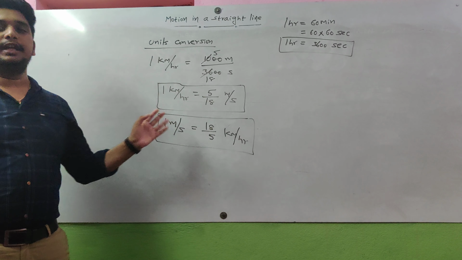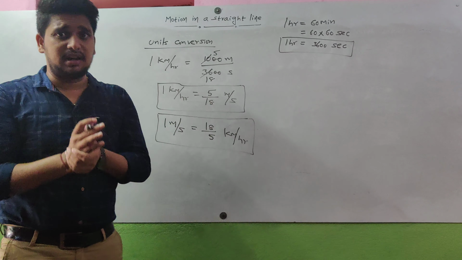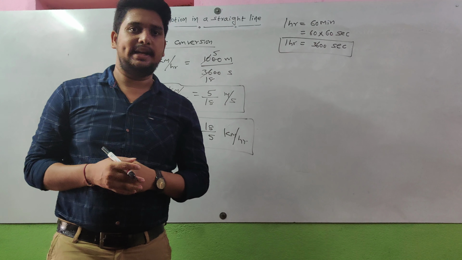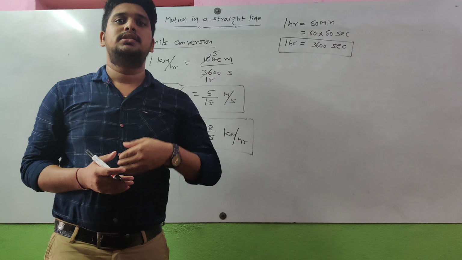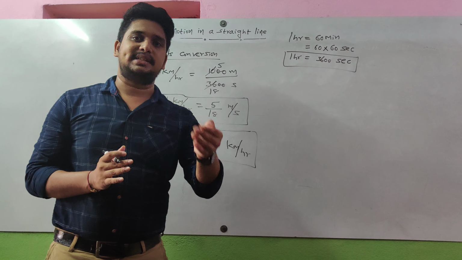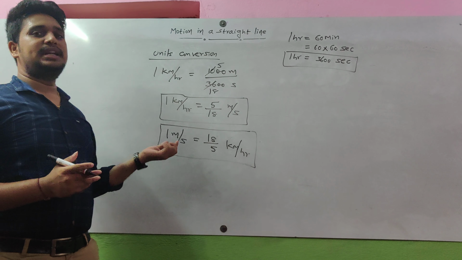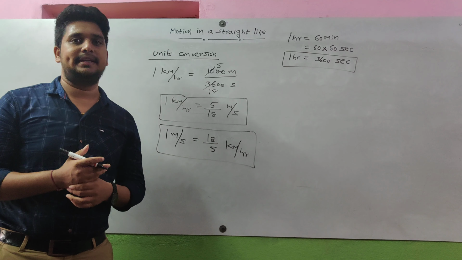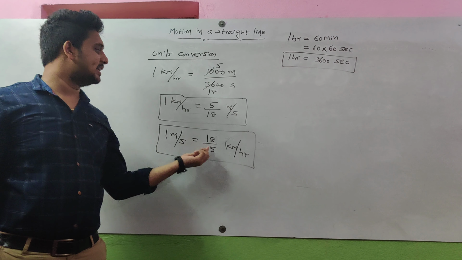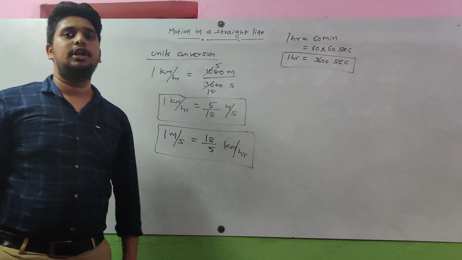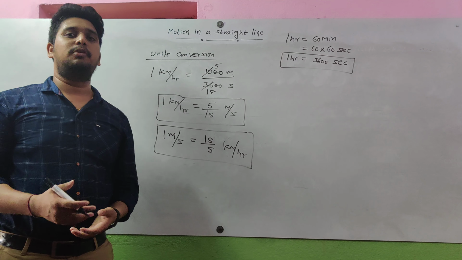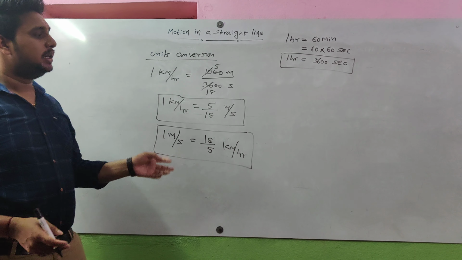This unit conversion is very important. Whenever the question gives data in kilometers per hour and the answer is needed in meter per second, first convert kilometers per hour into meter per second. And if the question gives data in meter per second, then we need to convert it into kilometers per hour, meaning 1 meter per second is equal to 18 by 5 kilometers per hour. These two are very important while solving problems. So this unit conversion is very important. Next.